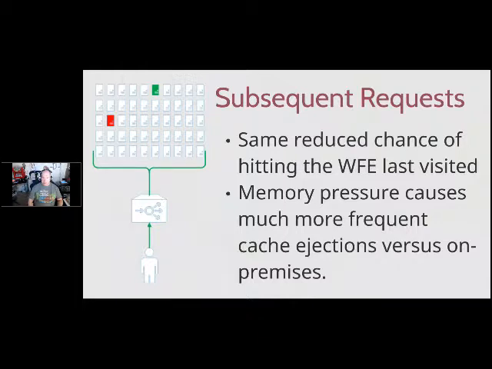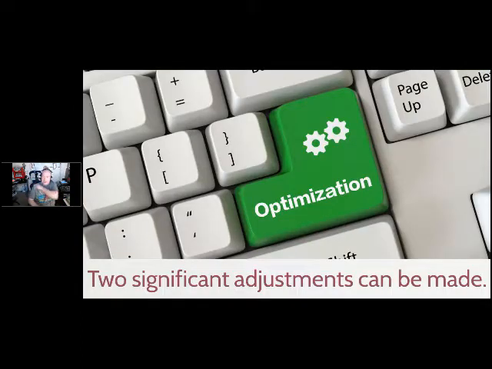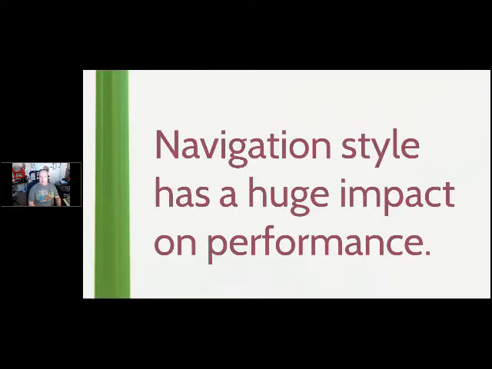A cache ejection results in that data being thrown out because maybe 100 other requests have hit that web front end for other people's site collections. So the net effect is we can't rely on caching in the SharePoint environment. Now this impacts us primarily in two areas, and there are two significant adjustments we can make to help compensate for this. The first is navigation.